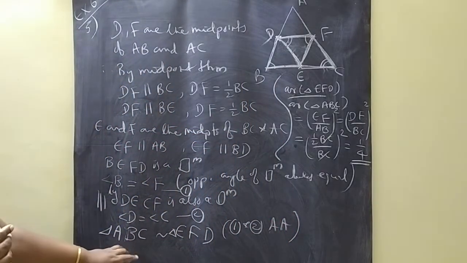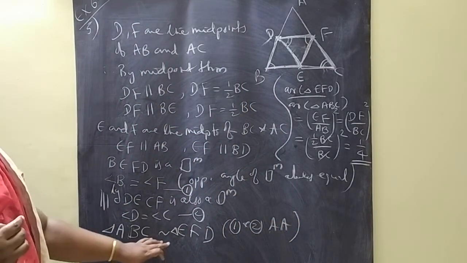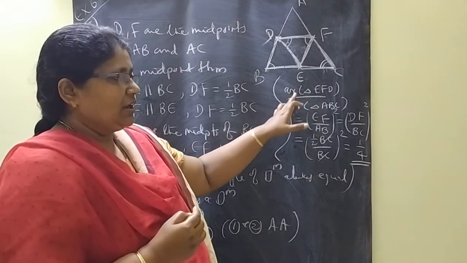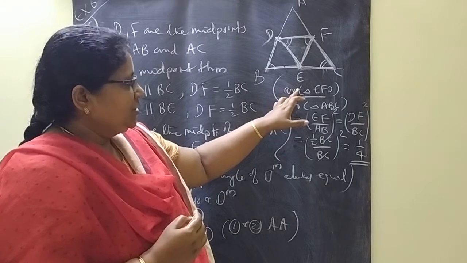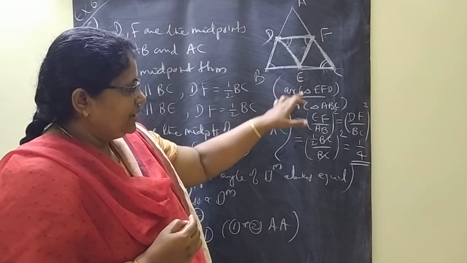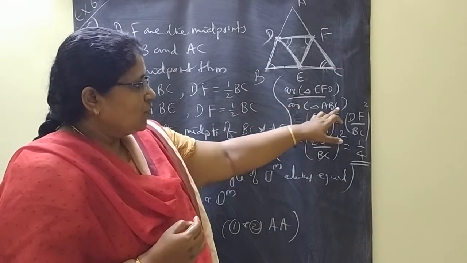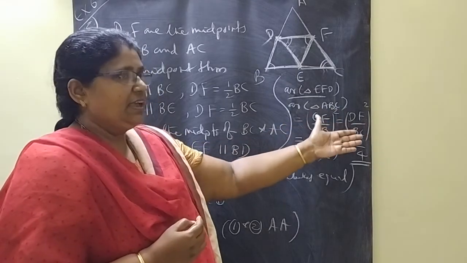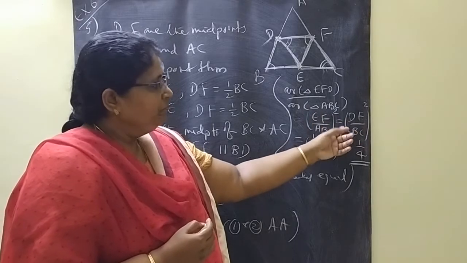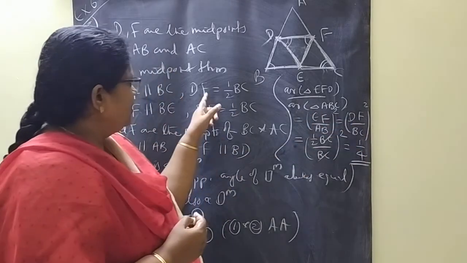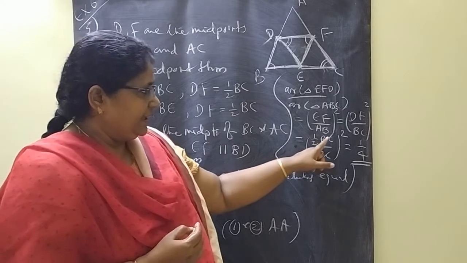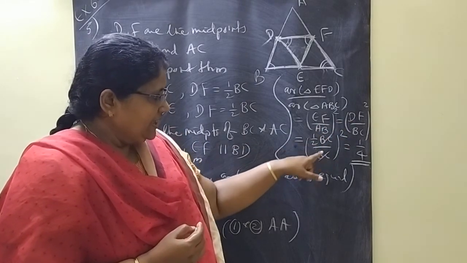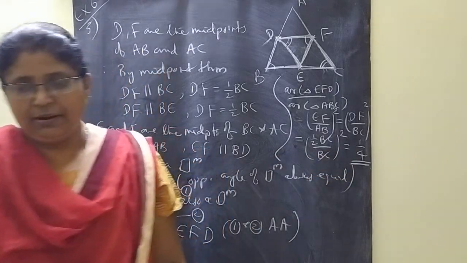Now we get two triangles that are similar, which means we can apply the area theorem. What is the area theorem? The ratio of the areas of two similar triangles is equal to the square of the ratio of their corresponding sides. So any side we can take. Here I have written DF and BC, and in place of DF, half BC by BC, we can cancel. So we will get 1/4.